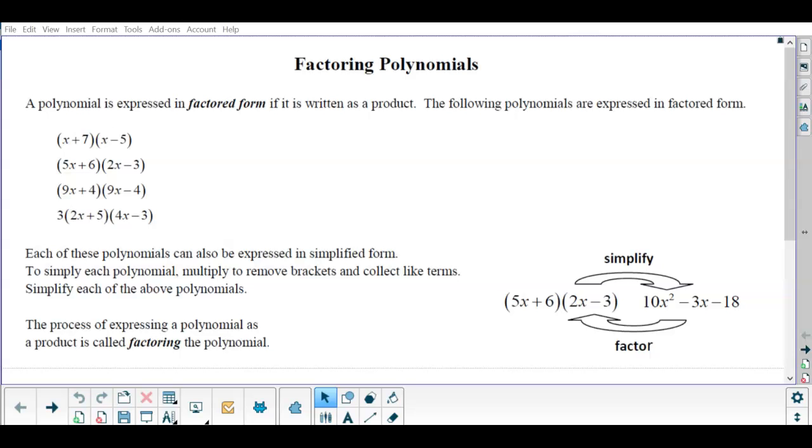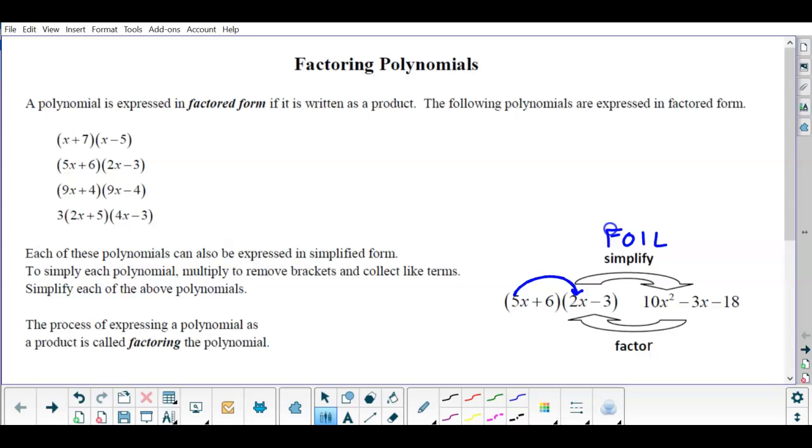To simplify, you multiply to remove brackets and collect like terms. So remember, some of you, I use that word FOIL to help me remember. So you multiply the first terms in both brackets together, outside terms together, inside terms together, last terms together. Okay, and then you collect like terms. So you need to get to the point that you're not showing 4 terms. You should be adding those like terms in your head now that you're in Math 11.